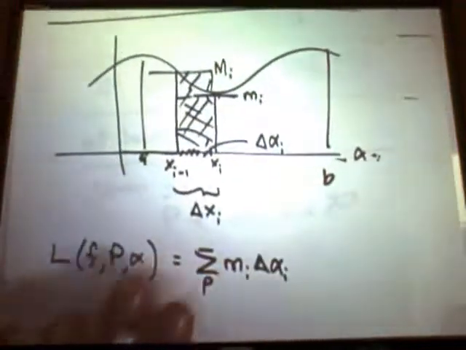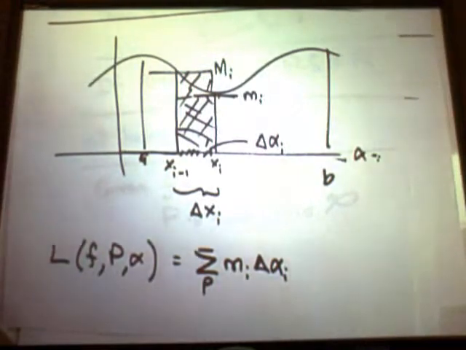All right. So we have upper sums and lower sums. If we refine partitions, let's get this out of the way right now. If we refine a partition, what happens to the size of an upper sum, the size of a lower sum?